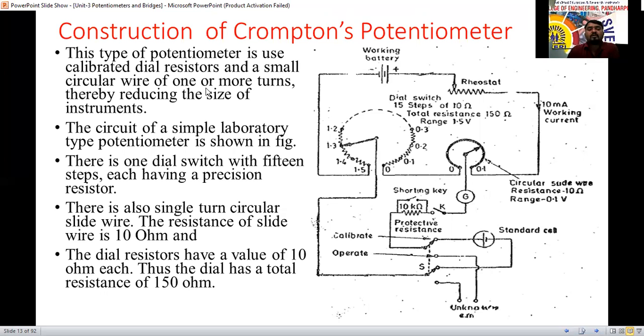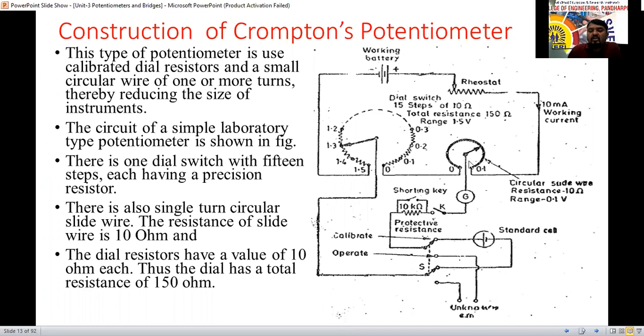This type of potentiometer uses calibrated dial resistors and a small circular wire of one or more turns, thereby reducing the size of the instrument. Now we are going to use this small circular wire, and it has a calibrated scale here. Now this is 0, 0.0001, 0.0002, like that. The scale is also there. This circuit is a simple laboratory type potentiometer. We can also use a straight wire, but the size of the instrument is going to increase. For that reason, we have kept it in compact size.